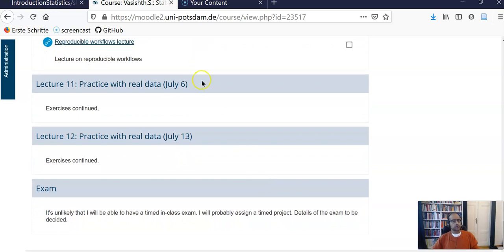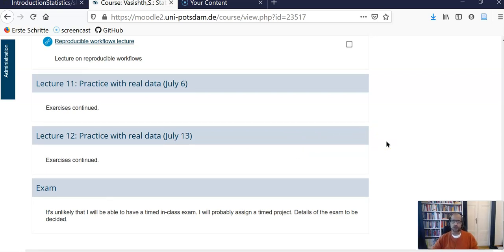That leaves us with two lectures that I will use for giving you practice with real data. So we'll look at some real life data sets and try to sort them out and figure out what analysis we can do and so on. So this should give you a good feeling for how to actually deal with real life problems.